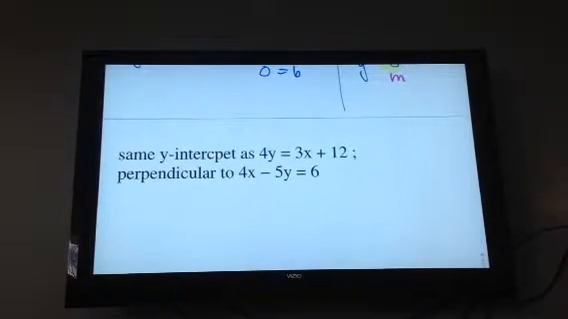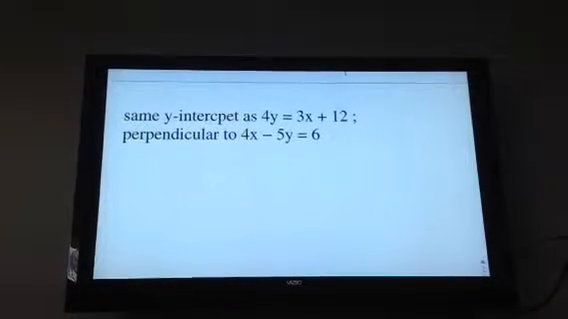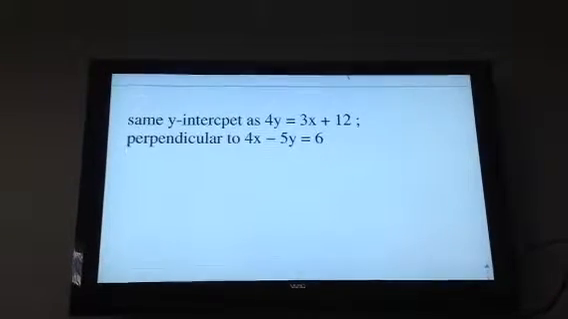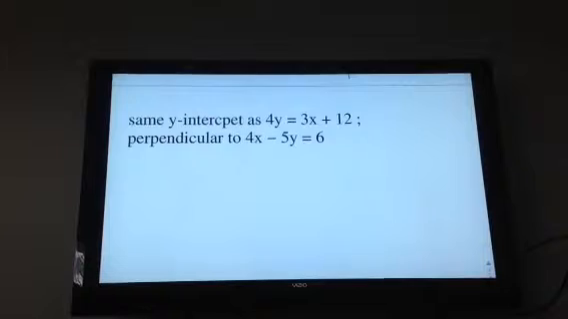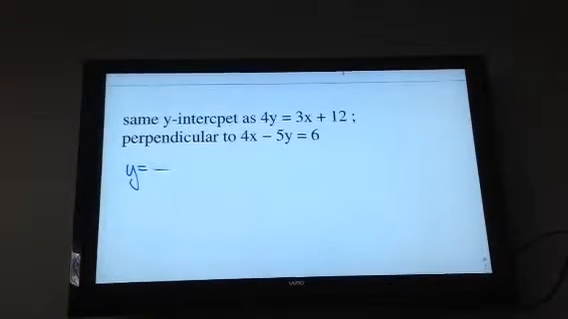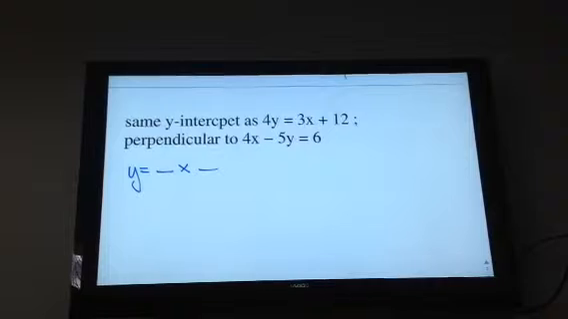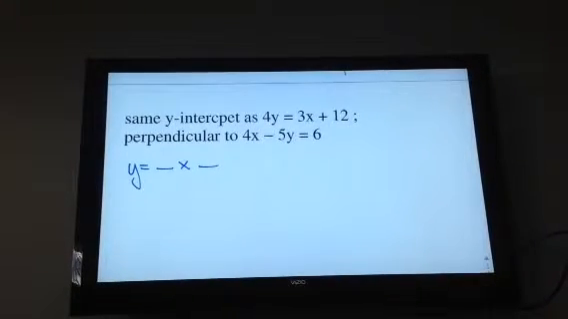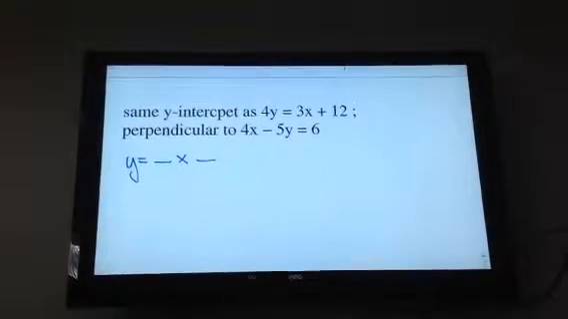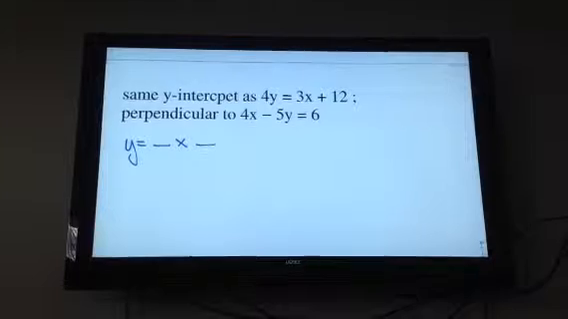Okay, next question. Same y-intercept as 4y equals 3x plus 12, perpendicular to 4x minus 5y equals 6. No indication that we have a special line, so I'm going to do a fill in the blank. Okay, I'm going to do the perpendicular part first. It really doesn't matter, but perpendicular always tells you information about the slope. Perpendicular, parallel. So to find the slope of that line, I'm going to solve it for y.